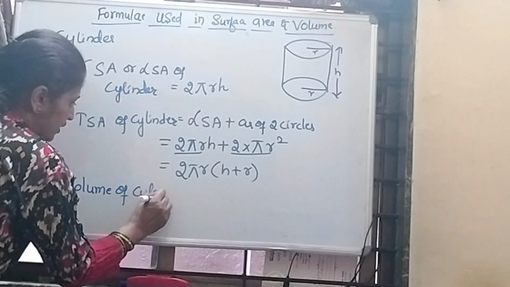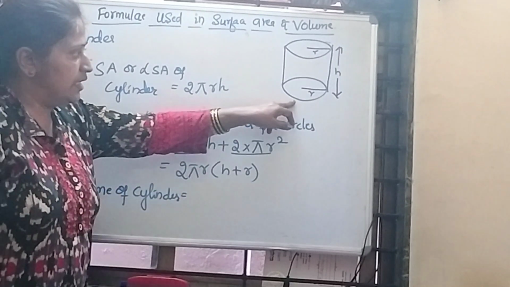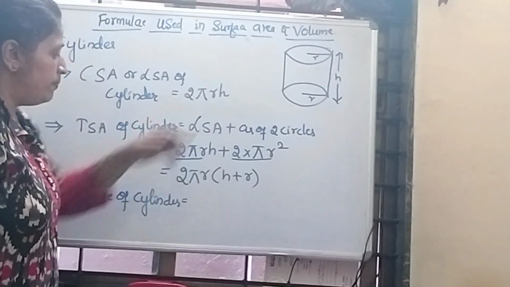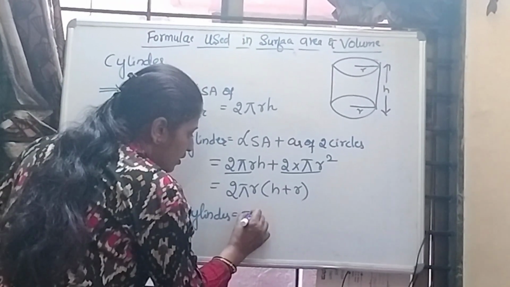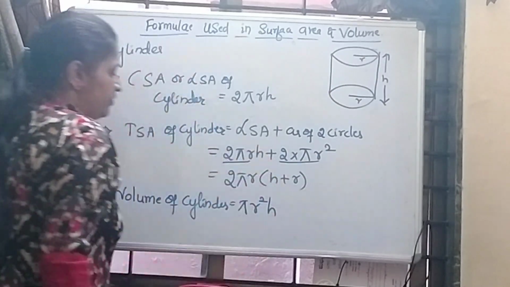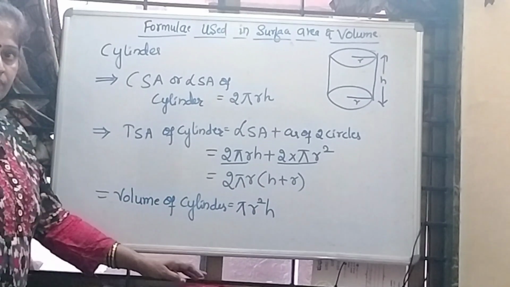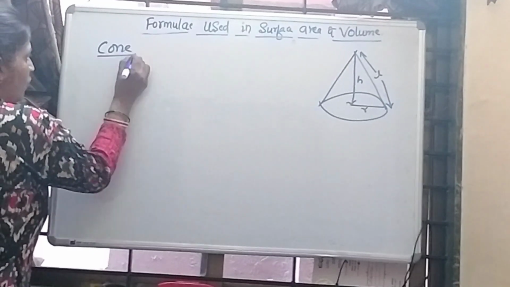Volume of cylinder is again the area of the base. The base here is a circle, so the area of the circle is pi r square and the height is h. So the volume of cylinder is pi r square h. Next we have cone.